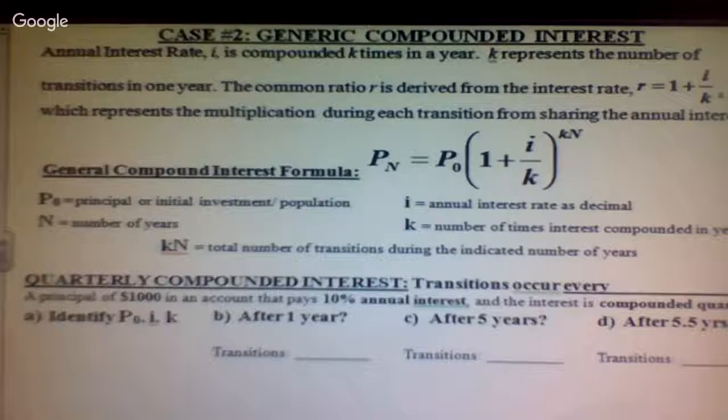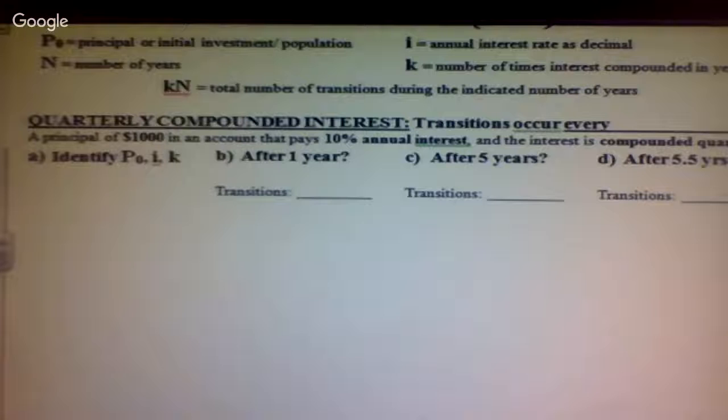So you need to divide your interest rate by K, and you also need to multiply your N value by K. So if I'm doing quarterly compound interest, how many times a year is that? 4 times a year, which means it occurs every 3 months. The number that you need, though, is that 4. Quarterly, 4 quarters make $1.